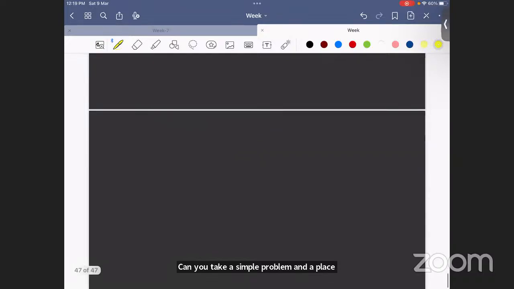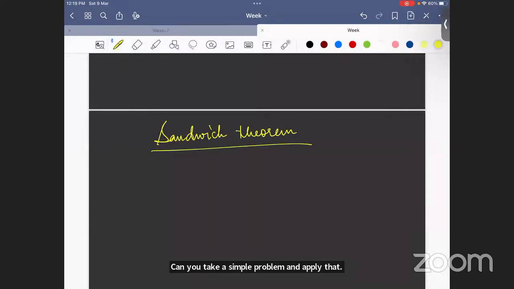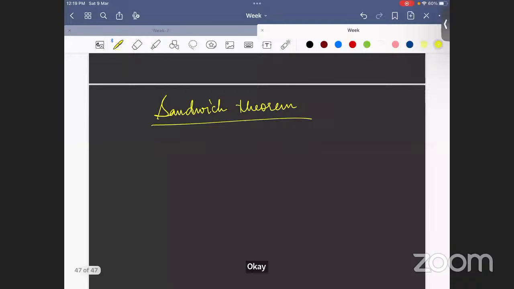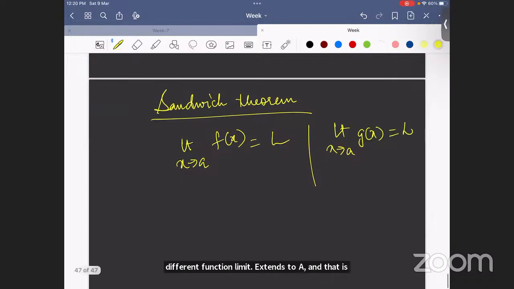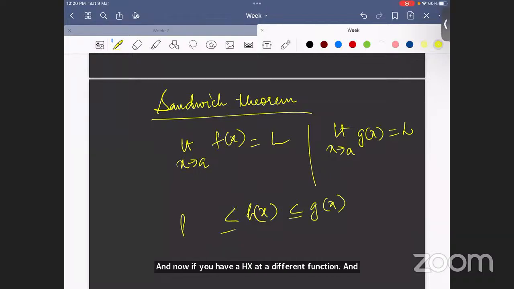Let's say, for example, you have the sandwich method. You have a function f(x) that is tending to L. Similarly, you have a different function g(x) as x tends to a, and that is also tending to L. Now if you have h(x) as a different function lying between g(x) and f(x), then you can directly say that h(x) is also tending toward L.